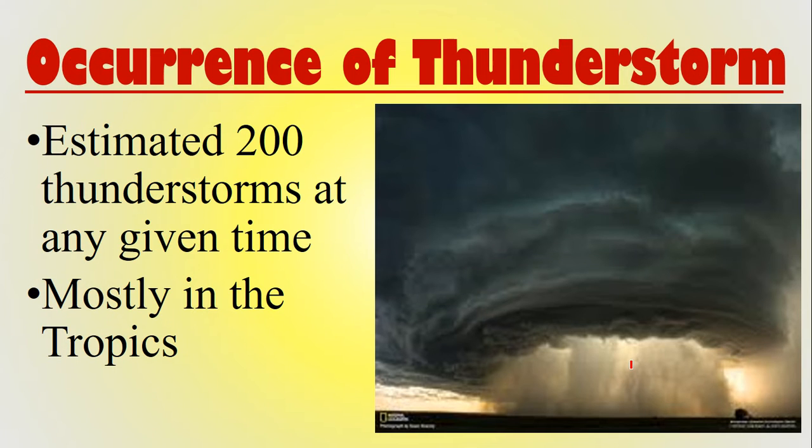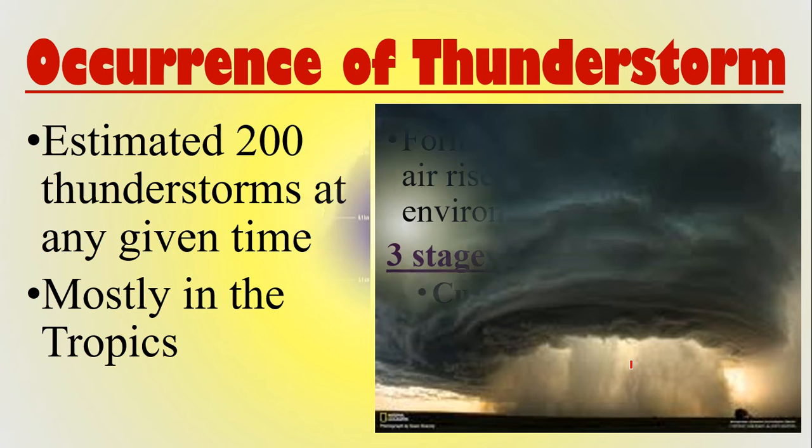Now, occurrence of thunderstorms, there's an estimated about 200 thunderstorms at any given point on Earth, any given time. Most of the thunderstorms you're going to see are in the tropics because there's a lot of evaporation happening in the tropics, so they can condense more and can make more thunderstorms. And there's more unstable air masses in the tropics, but you can see thunderstorms almost everywhere.